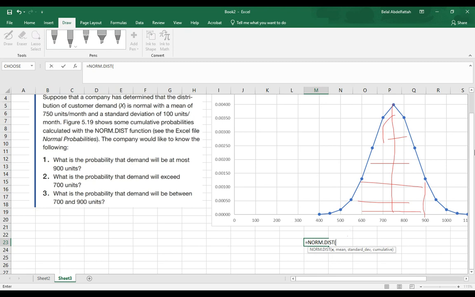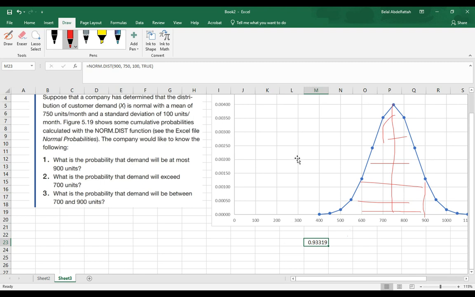So the x is going to be the probability of x that we're looking for. I'm going to say 900, and the mean is going to be 750, and that's shown here in the scenario, and then the standard deviation is 100, and I'm going to select true, and this would be the probability number one.